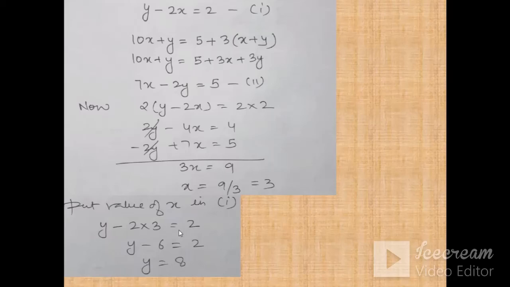Then we will put the value of x in the first equation. This was our first equation. So from here we will get y equals 8. So our answer will be, the number is 8, that is the 10th digit, and 3, that is the units digit, 83.